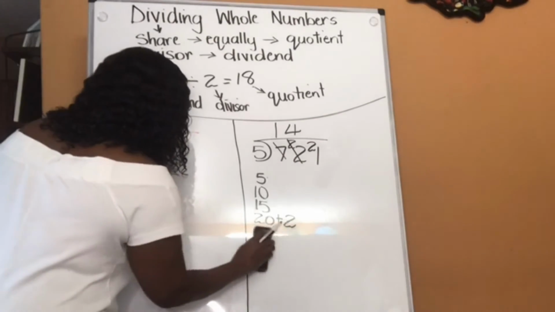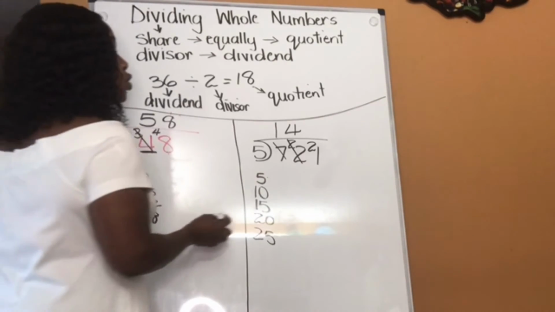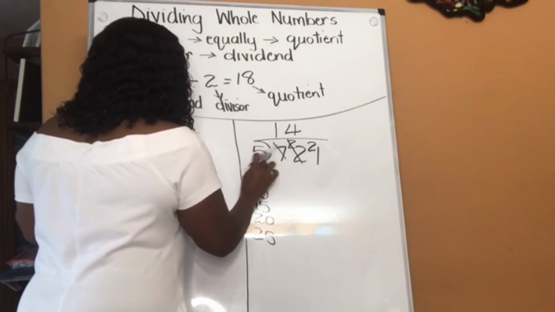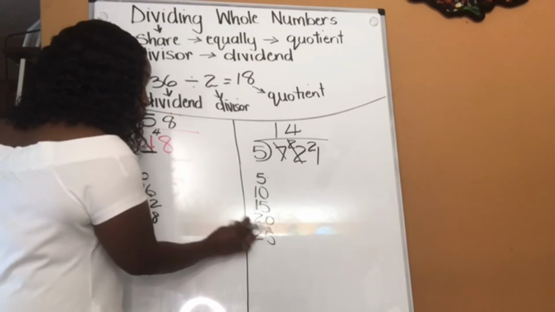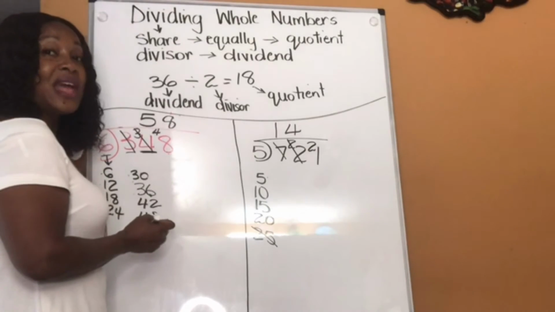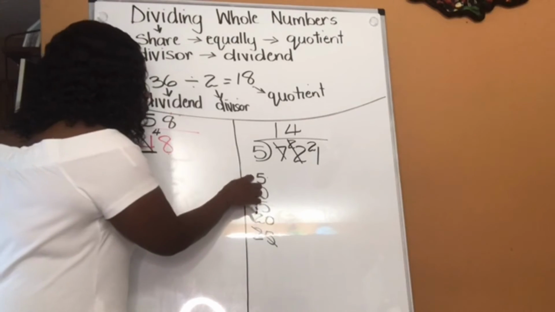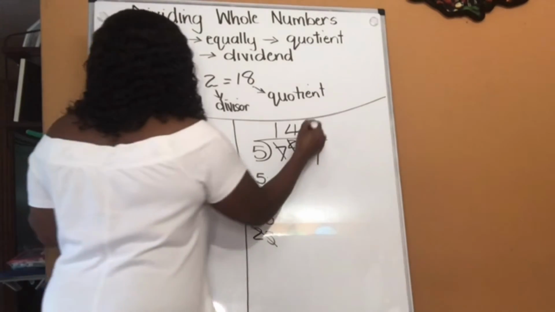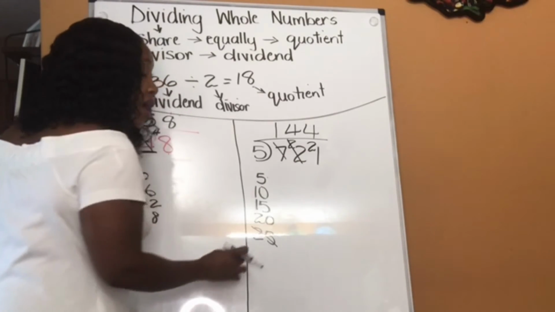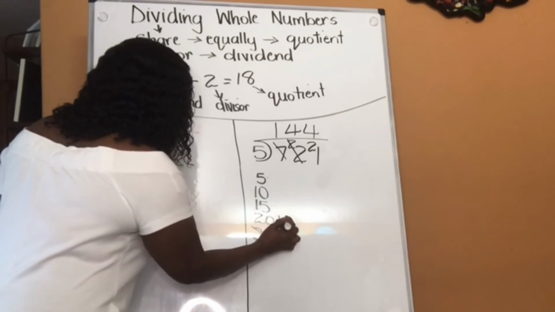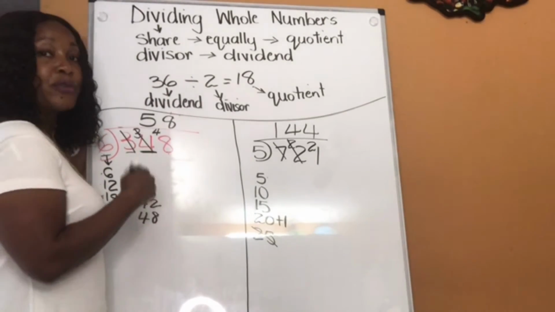Let me clear these so we're not confused. This was 25. So now, how many sets of 5 can I get from 21? Let's see. 5, 10, 15, 20, 25 again. That's gone too far. So we have to work with 20. 1, 2, 3, 4. But that's not 20, that's 21. So 20 plus what will give us 21? That is 1. 1 is our remainder.